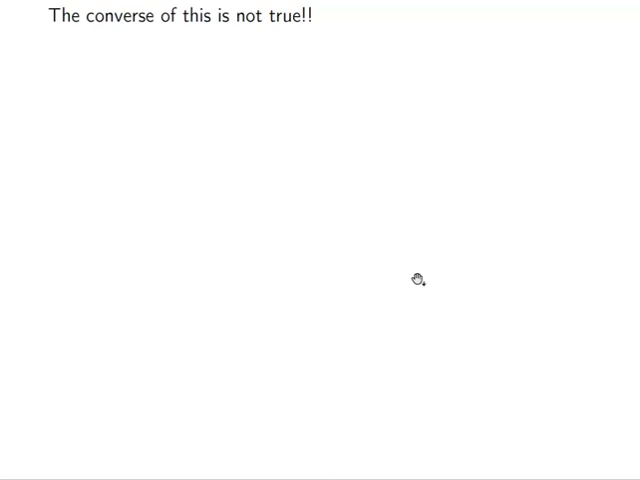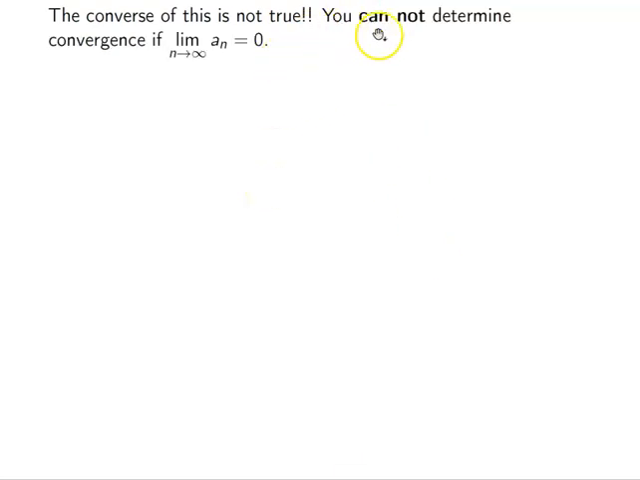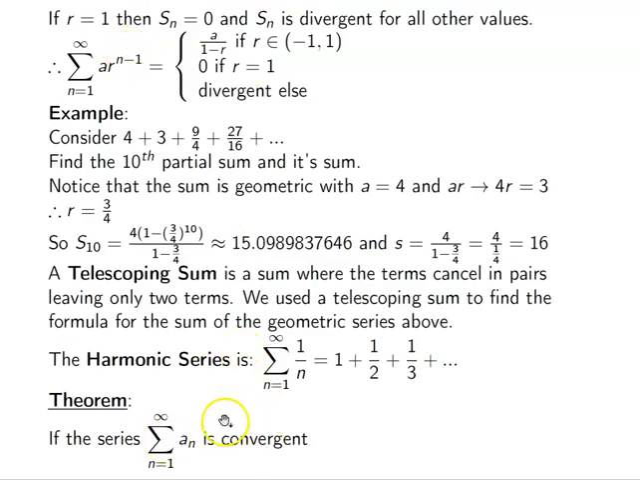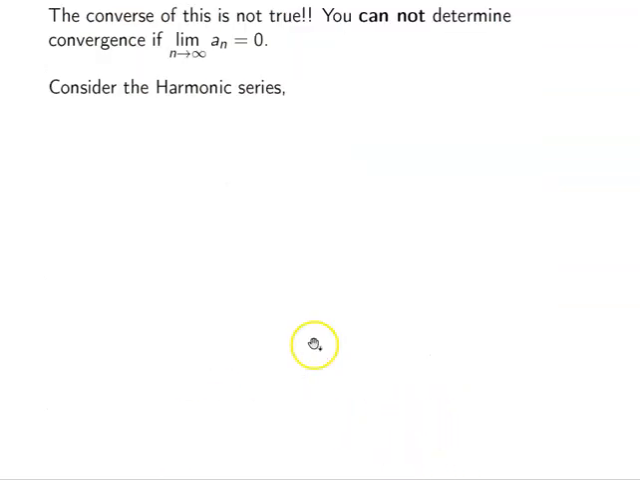So, you cannot look at the limit in this way to talk about the series. There are things that we can do with limits, but that's not one of them. So the converse is not true. So let's look at an example. You cannot determine convergence if the limit of the sequence is 0. The limit of the sequence of terms going to 0 has nothing to do with determining convergence, but the convergence does have something to do with the sequence. Using this fact, I can talk about this, but I cannot use this fact to talk about that.